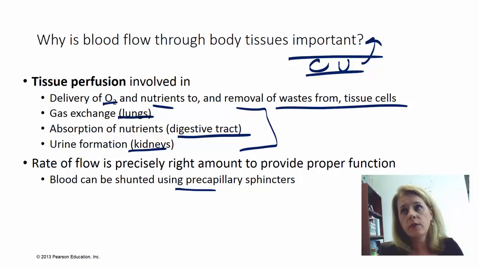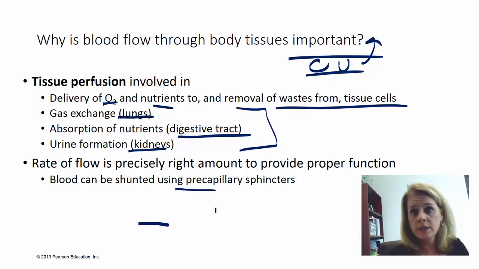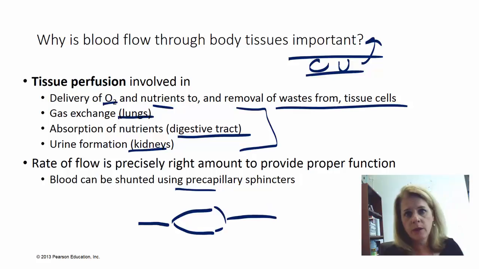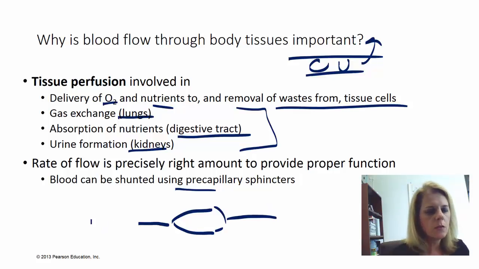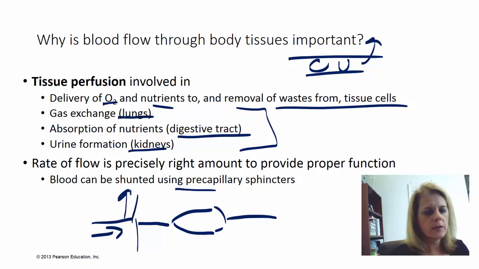You should have already seen this when we talked about the anatomy of the blood vessels. If you remember, arteries go to arterioles and then into capillaries, and then those capillaries become venules. Let's draw a couple of vessels here. Let's say blood flow is going in this direction, and it can go this way and it can go this way.